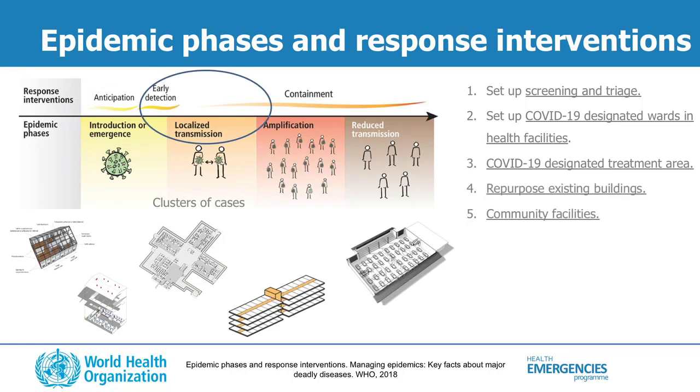With the third scenario, with cluster of cases, the country should then surge by repurposing wards or intensive care units into COVID-19 wards and hospitals, identify and designate community facilities for isolation of mild and moderate cases, and plan for new structures to augment the health system capacity.